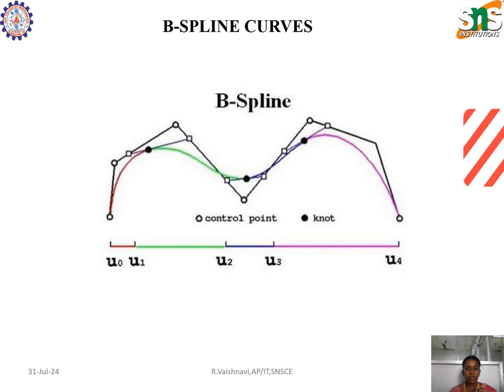Next, here we have the B-spline curve diagram, that is U0 to U1, and then U1 to U2, and then the control points come under U2 to U3, and then U3 to U4. This dot represents the control point, and the dark black dot represents the knot in the B-spline curve.